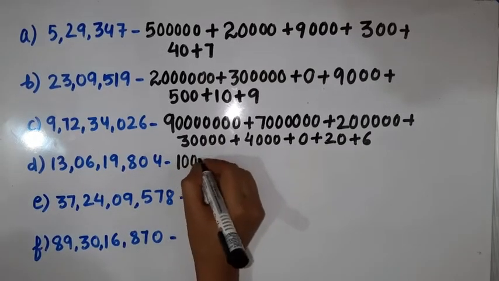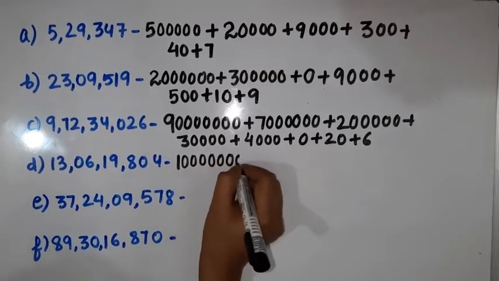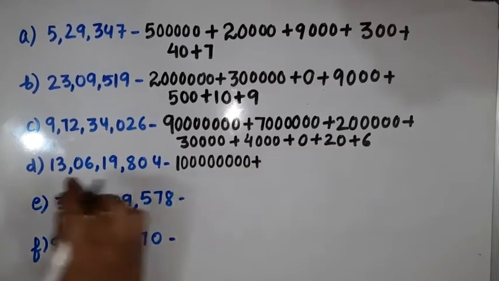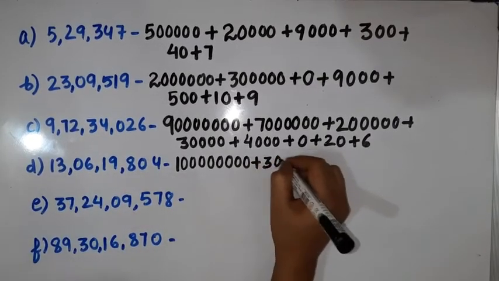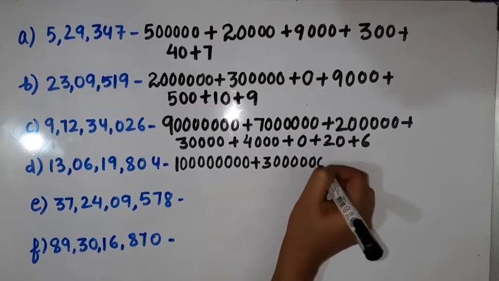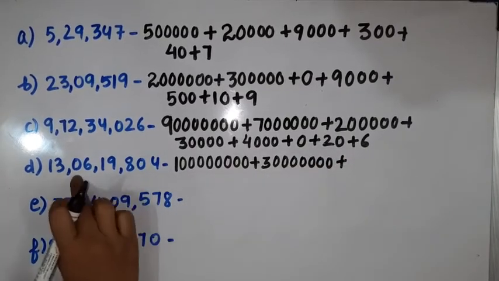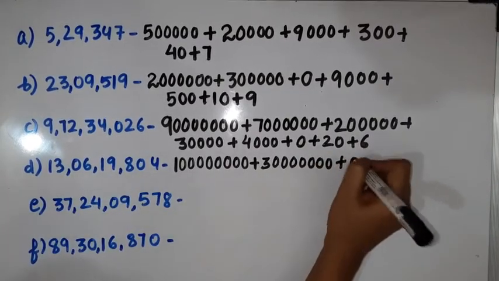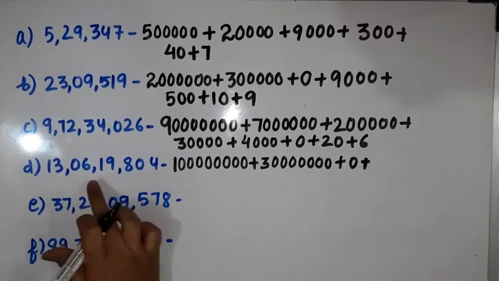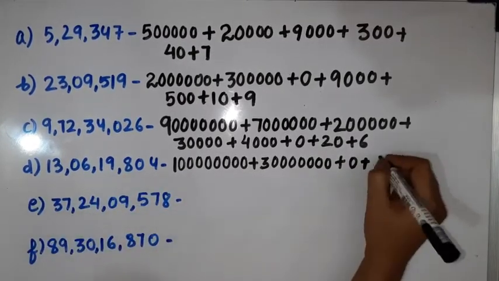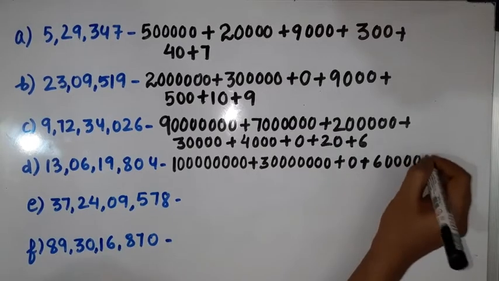So 1, 2, 3, 4, 5, 6, 7, 8. Plus after 3 we have 7 digits: 1, 2, 3, 4, 5, 6, 7. Then we have 0, which is written as it is. Then we have 6. After 6 we have 5 digits. So 1, 2, 3, 4, 5.